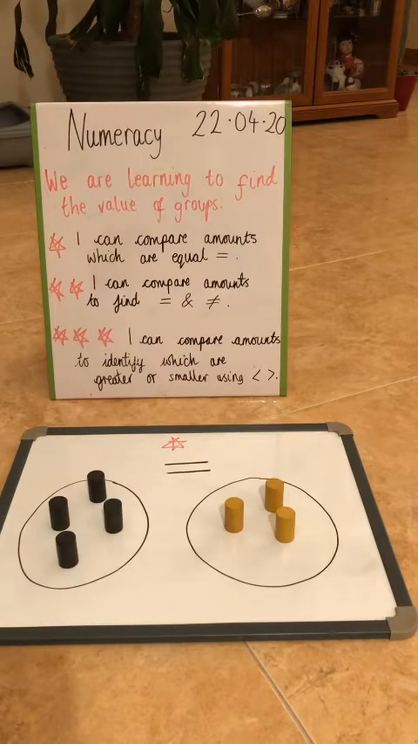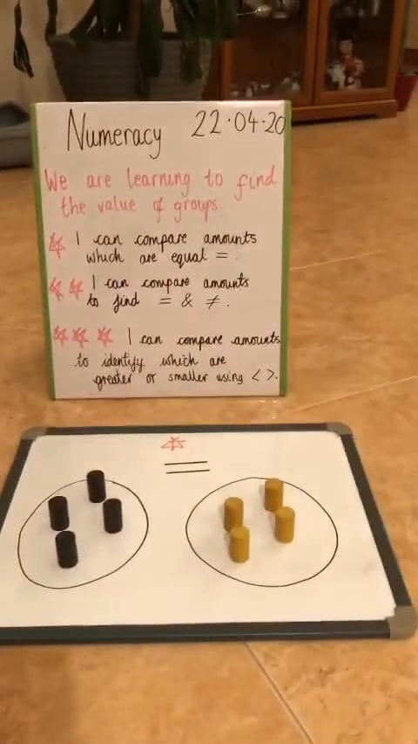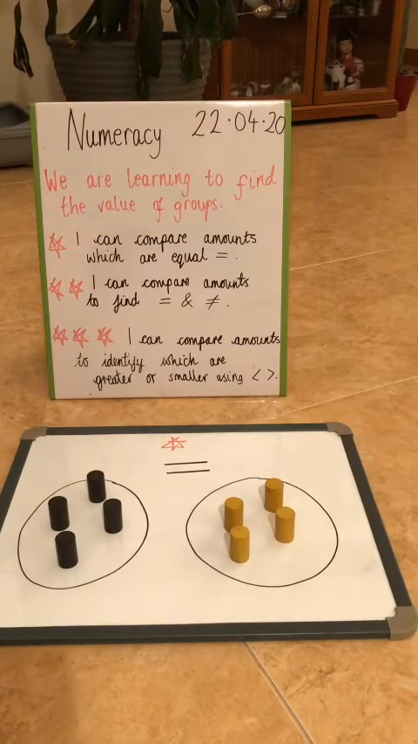That's right, they're not the same as each other. There is more in this group than this group. So we can't use that equal sign. We can't use the equal sign in the middle to say that they are equal. However, if I add another block in, that makes them equal. So we can put the equal sign in the middle of them.